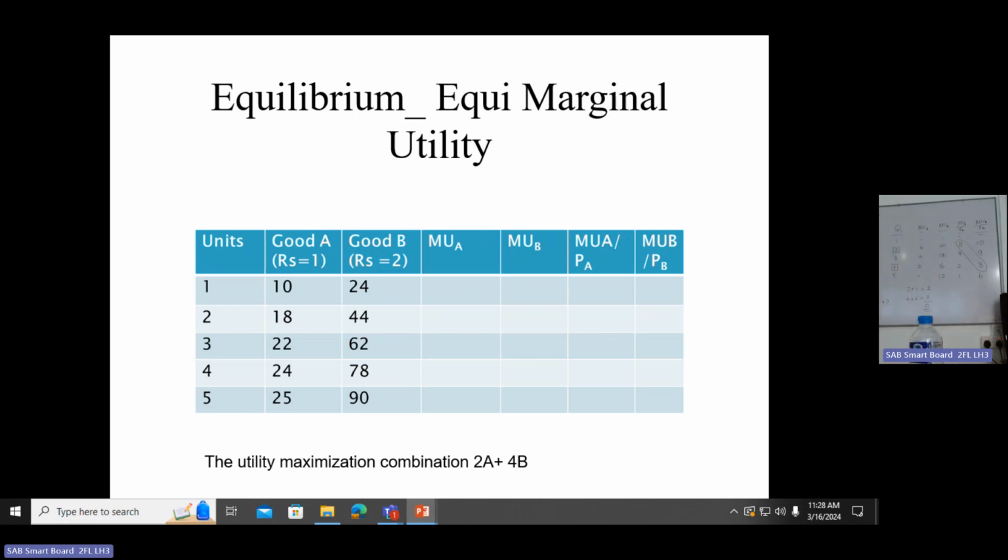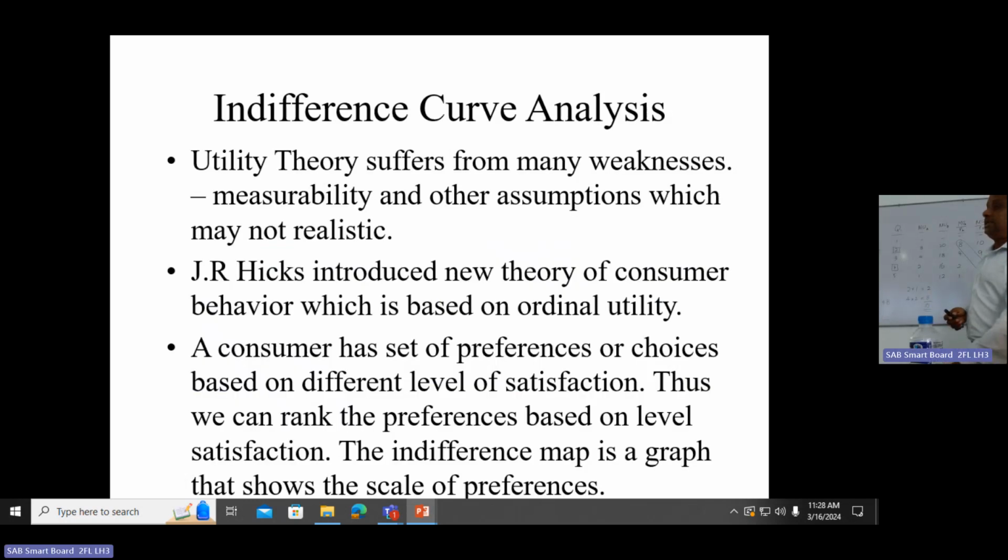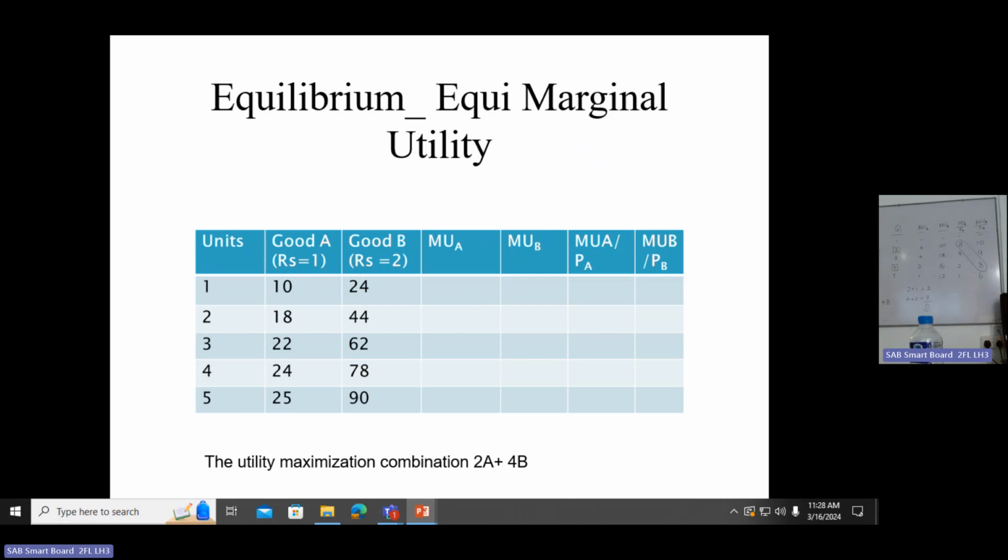So the next, okay. So 2 units from product A, 4 units from product B. Any questions? Is it okay? Clear?